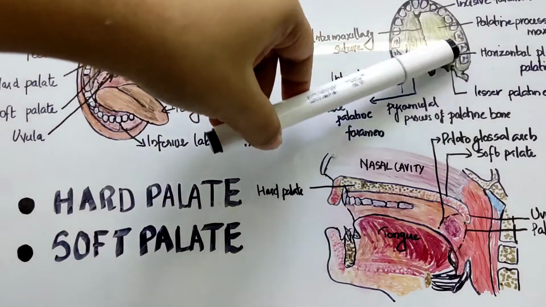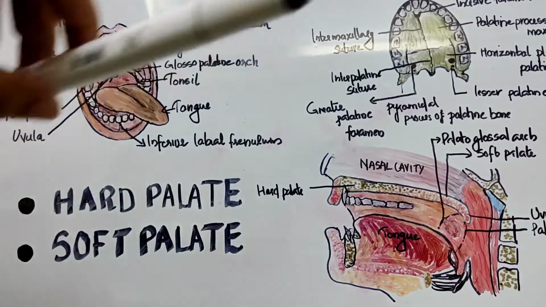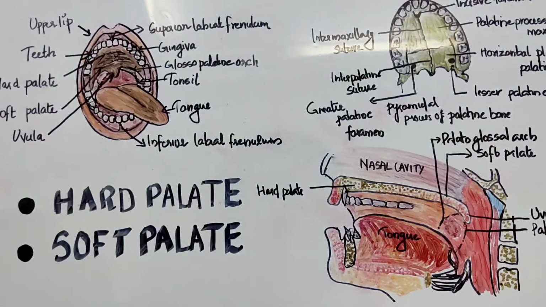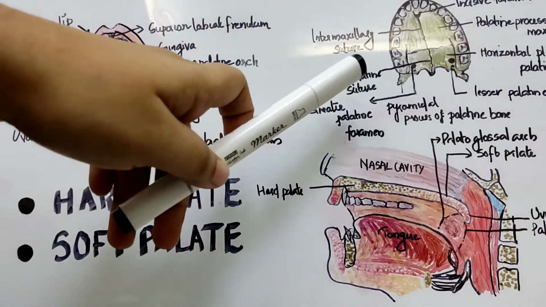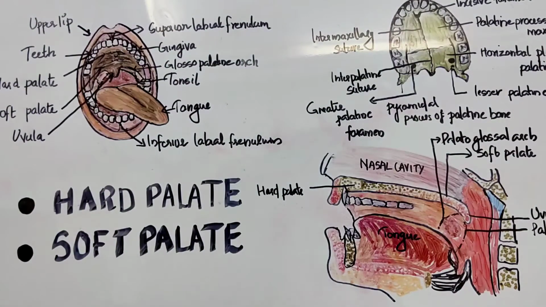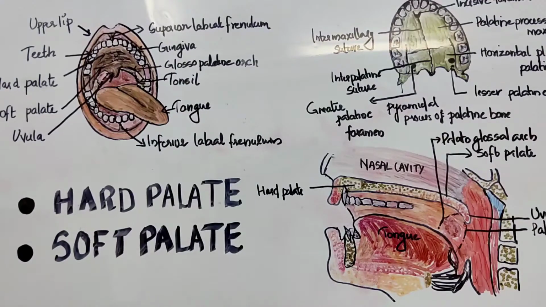In the horizontal plate of the palatine bone there are two foramina: the greater palatine foramen and the lesser palatine foramen. On either side there are two foramina. Through the greater palatine foramen passes the greater palatine nerve, and through the lesser palatine foramen passes the lesser palatine nerve.